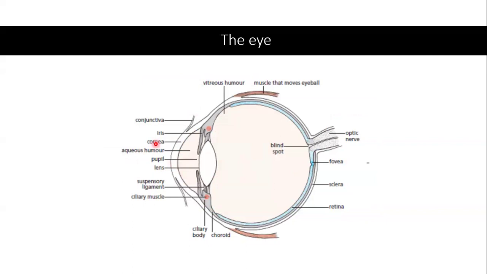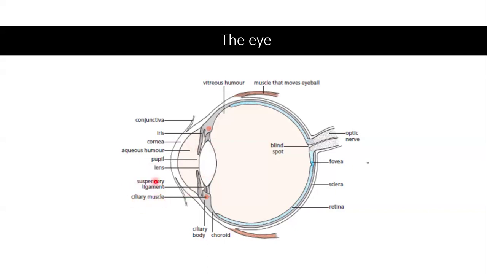Then behind our cornea, your eyeball has a fluid inside it. This fluid is known as aqueous humor. And behind the aqueous humor, we have our lens. The thickness of the lens is very important. The lens can change its thickness, and that is the reason you are able to focus on objects that are far away and objects that are close to you.